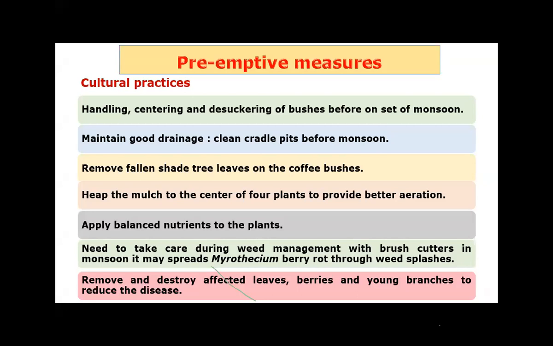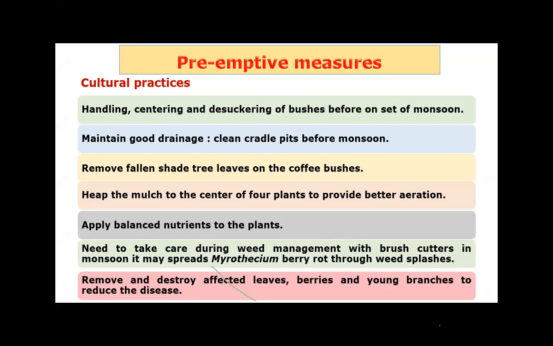and apply balanced nutrients to the plants. And one more very important thing is we need to take care during weed management. The brush cutters that we use in the monsoon season, especially when the weeds, even Myrothecium has a very vast host range. Even in the weeds, it will be there. So when you use the brush cutters, there is a chance of spread of this disease from weeds to the plants. So through weed splashes, it may infect the coffee plants also. So we need to take care during weed management.